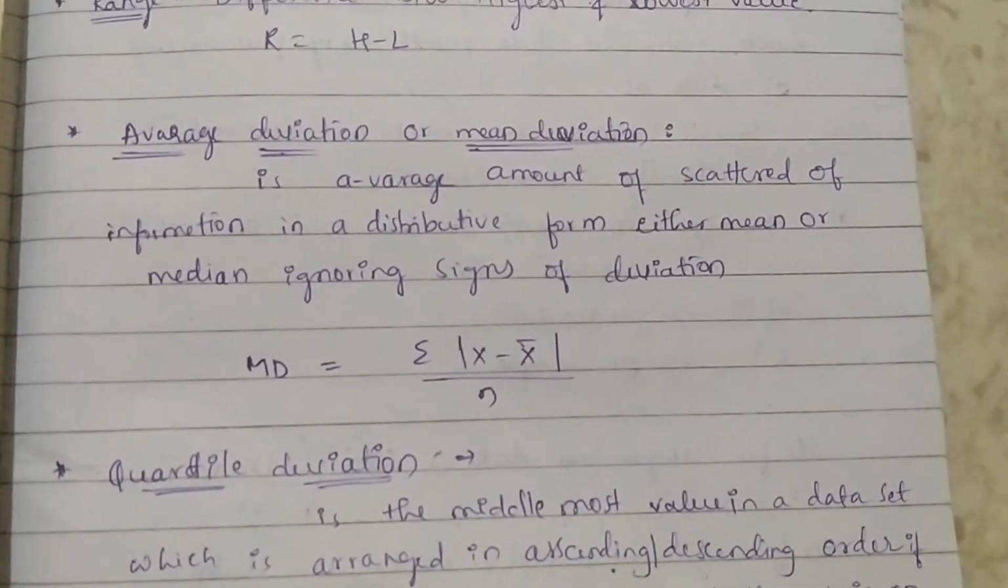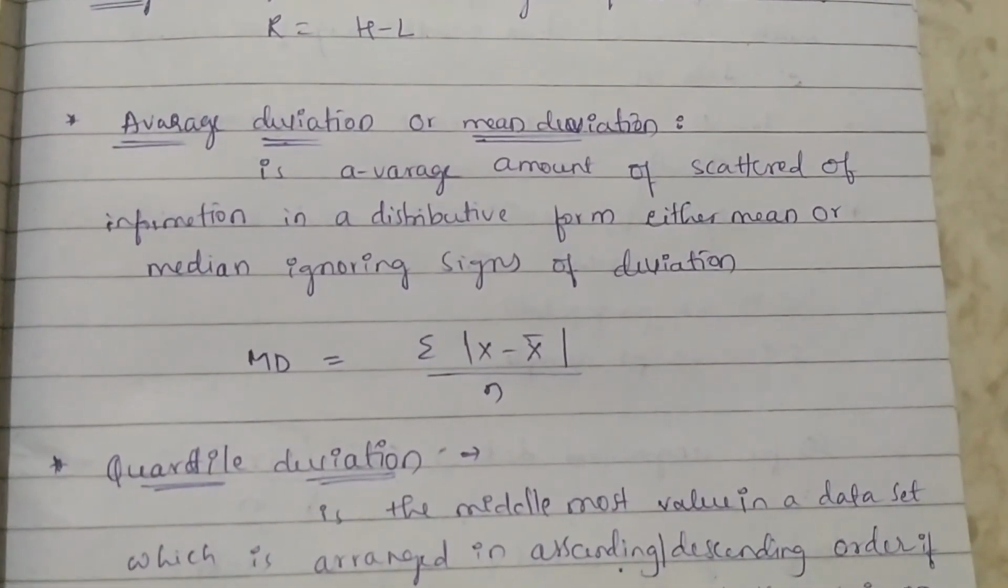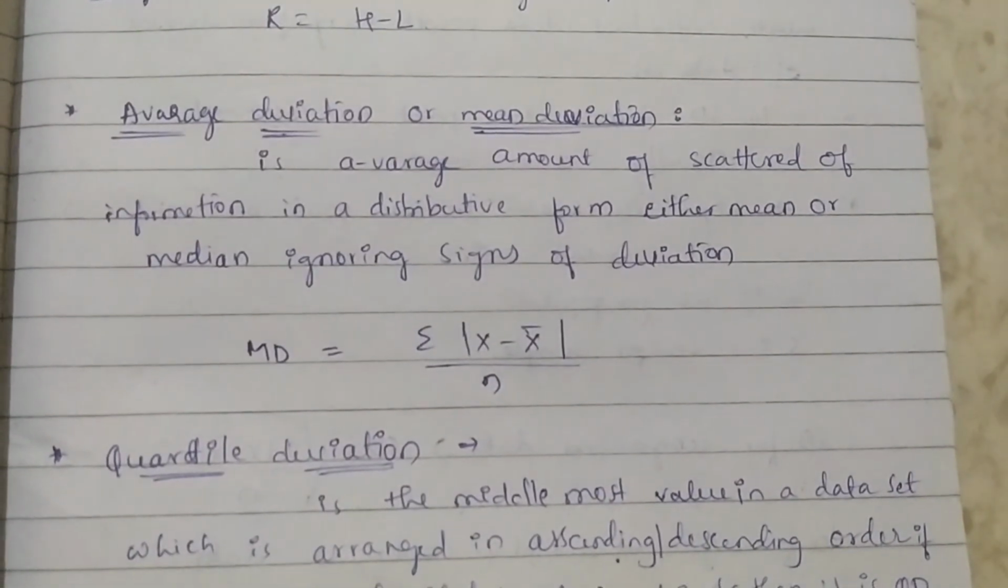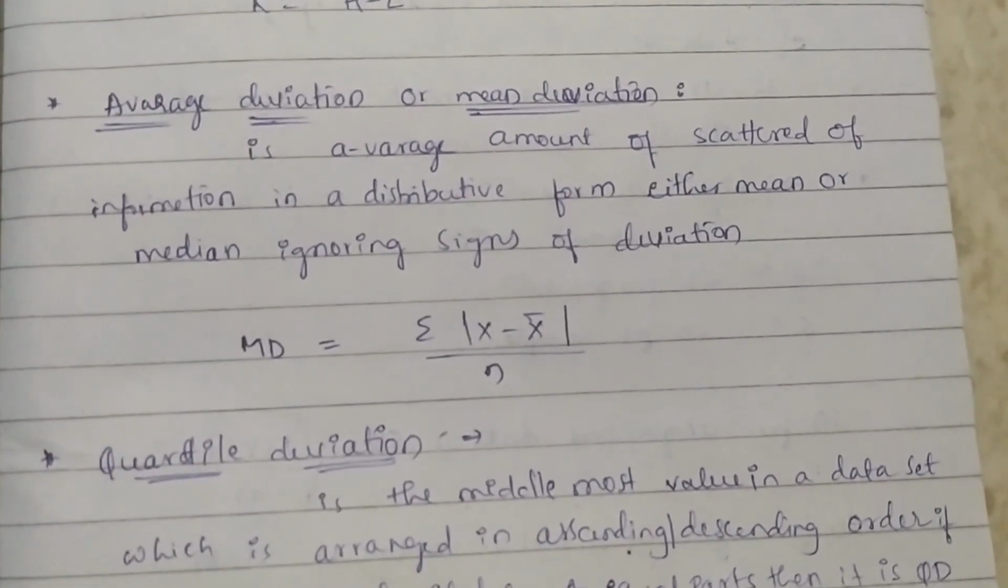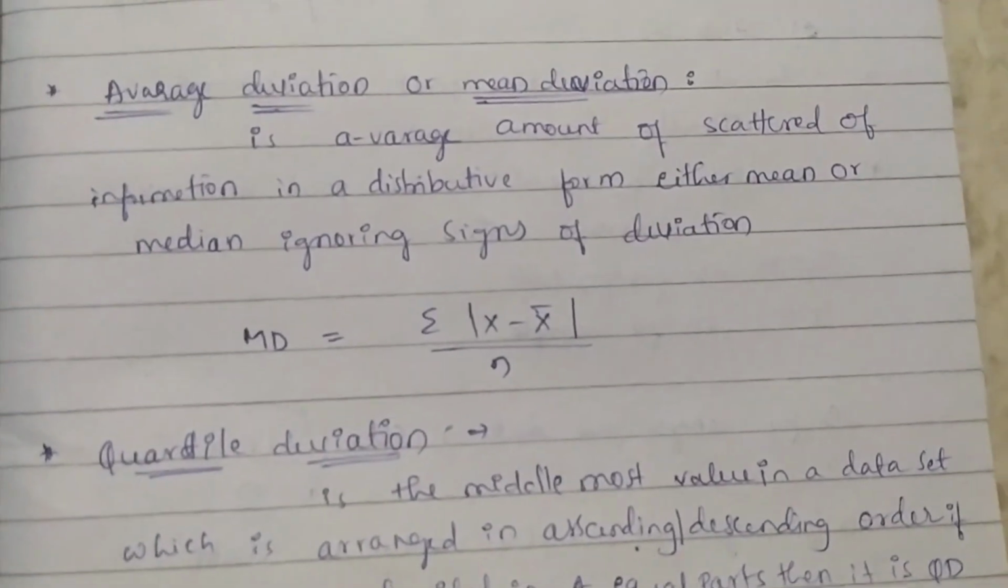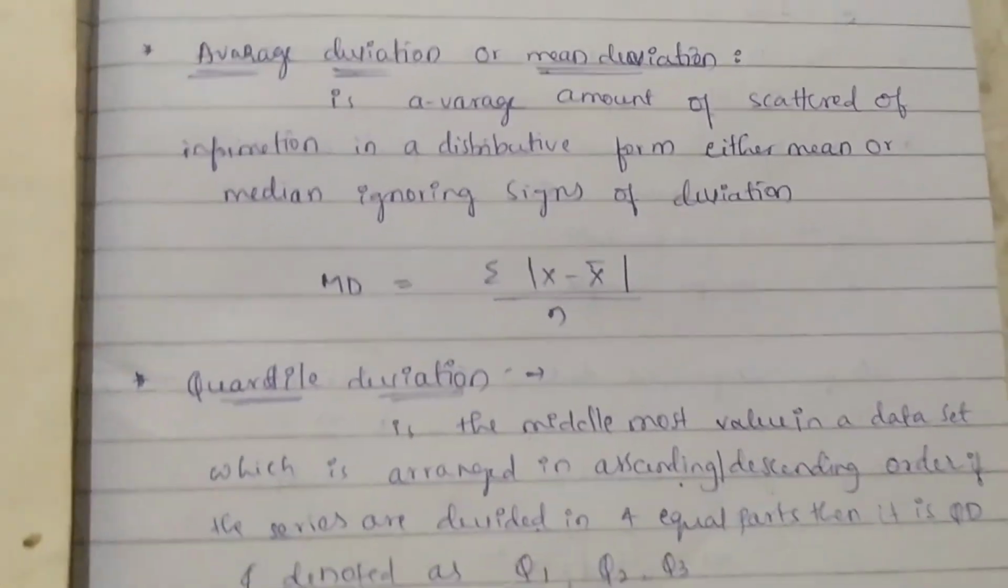So here, the average amount of scattered information in a distribution, around either the mean or median, ignoring the signs of deviation. So here we have a formula, that is mean deviation is equal to summation of modulus of x minus x bar, divided by n.